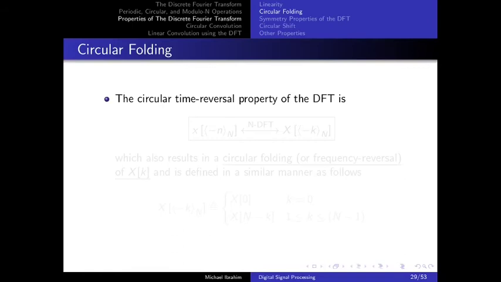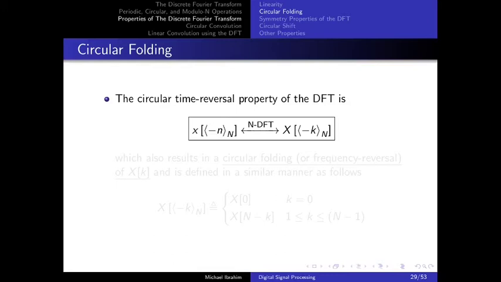So what is the property? Now we have learned how to do the circular folding. The property simply says that if you know a sequence x of n, and you know its N-point DFT, which is X of k, then if you do circular folding in the time domain, you get x of minus n modulo N, and you will be doing circular folding in the frequency domain. You will be getting X of minus k modulo N. So doing circular folding in the time domain will get you circular folding in the frequency domain.